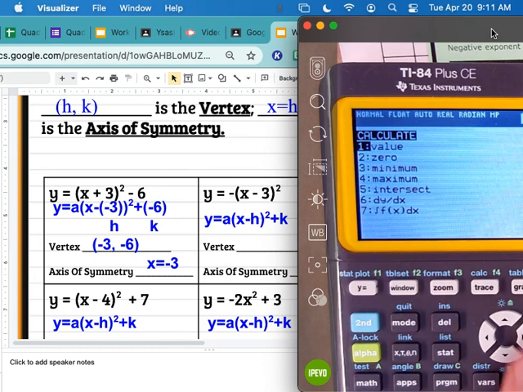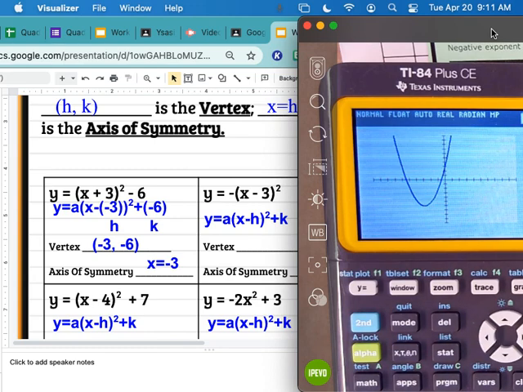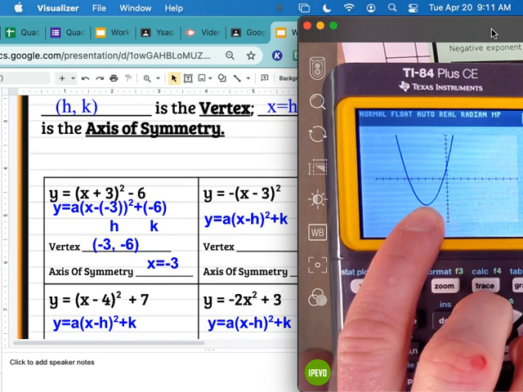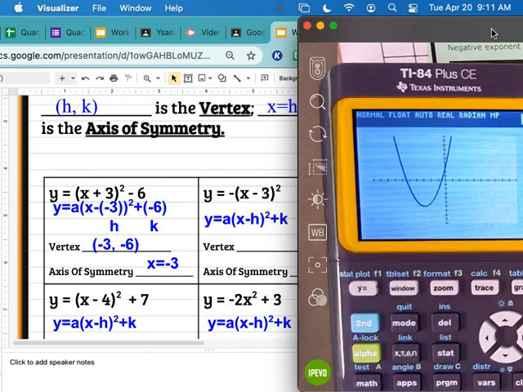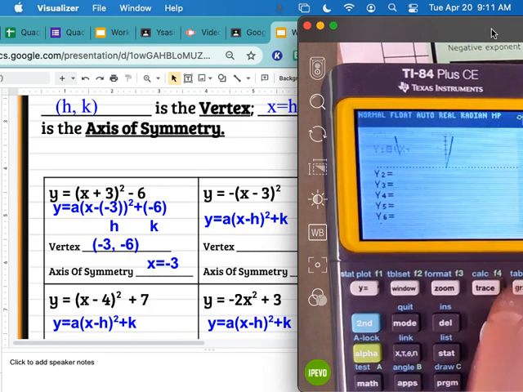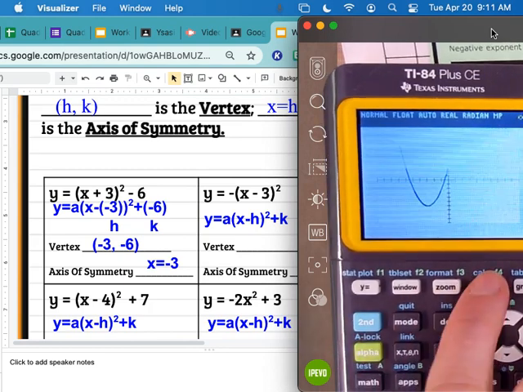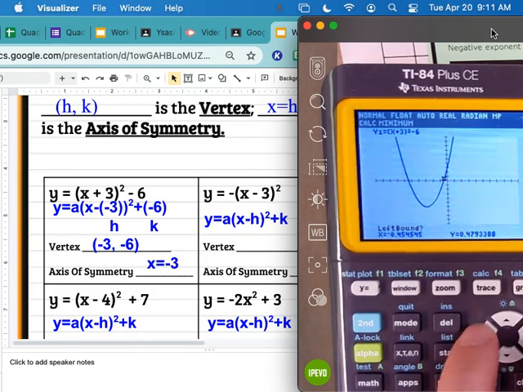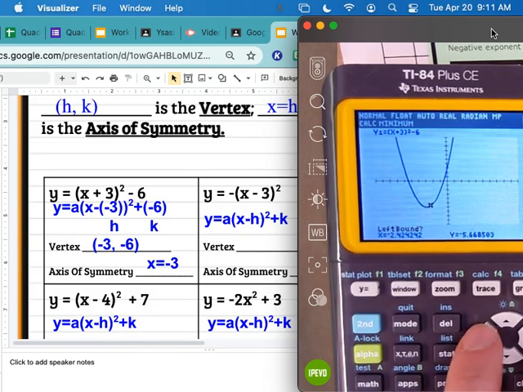What are we finding from this? A minimum or a maximum? Where is the vertex at? It's right here. Is that a maximum or a minimum? It's a minimum. It's a low point, right? The lowest point on that graph. So I put in y equals the function. I go to graph. Then I go to calculate. And it's a minimum. Now go over to where that minimum is.